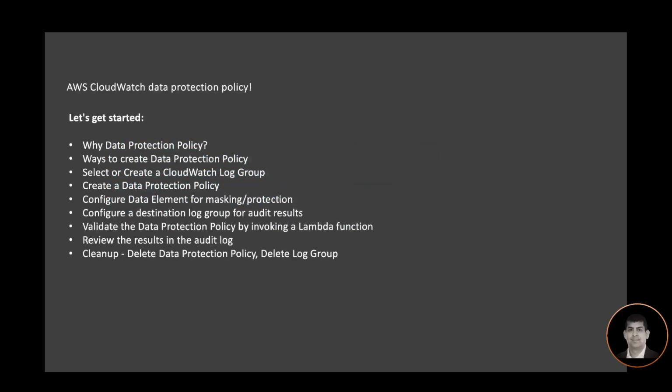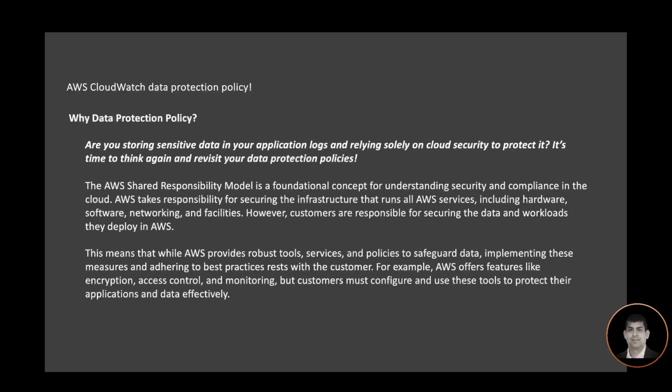Let's get started. We're going to look at why a data protection policy is needed and ways to create one. You can select or create a CloudWatch log group, create a data protection policy, configure the data elements for masking protection, and then configure a destination log group for audit results. I'll validate the data protection policy by invoking a Lambda function, and then I'll review the results in the audit log. At the end, I'll do the cleanup, which is basically deleting the data protection policy and deleting the log group. So let's look at why we need a data protection policy.